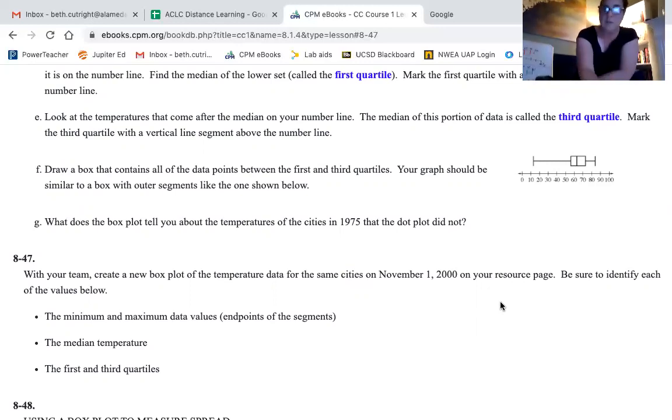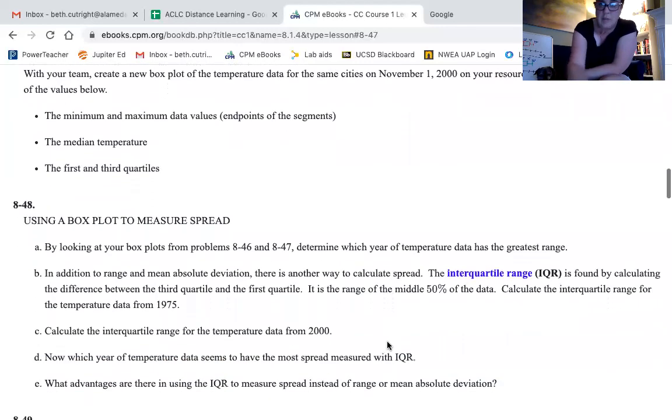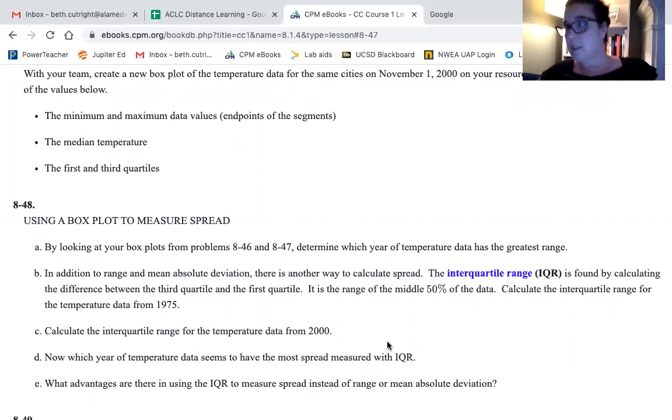So let's go back. Oh, no, it's still on there. So 48 says, look at the box plots, determine which year the temperature data has the greatest range. Range being the difference between the lowest and the highest. So hopefully that's obvious to you. It is 1975.